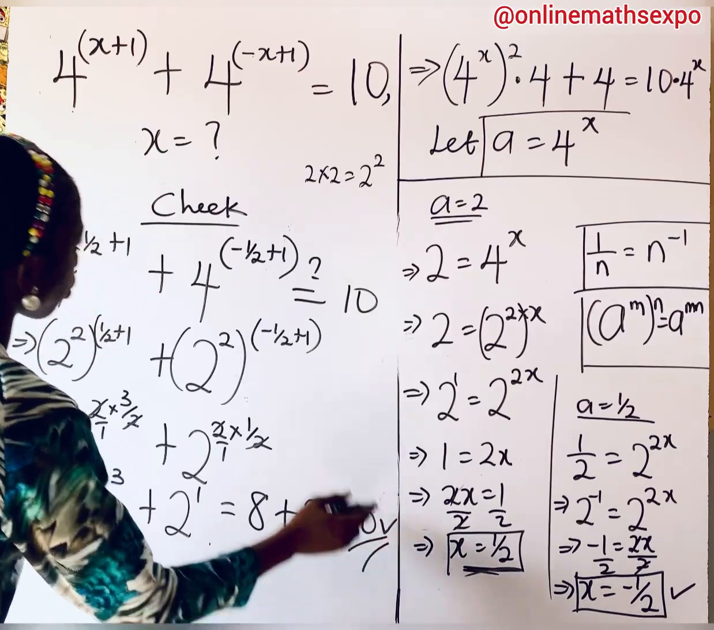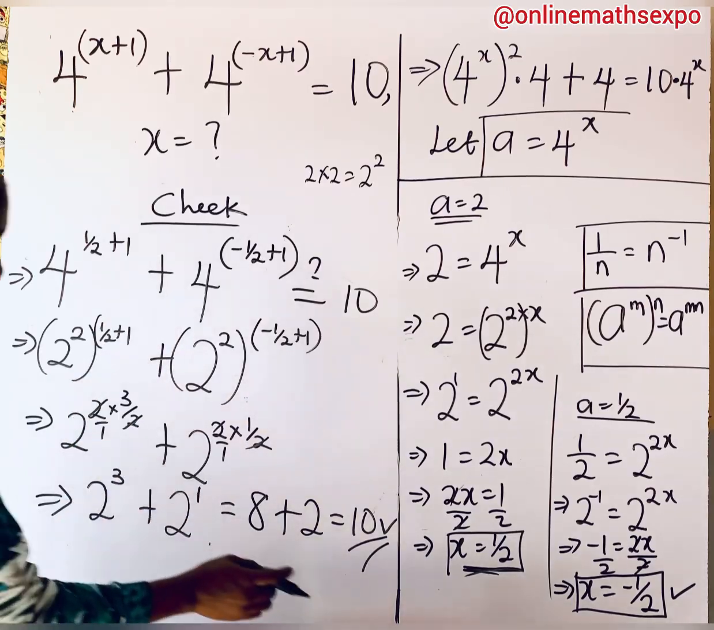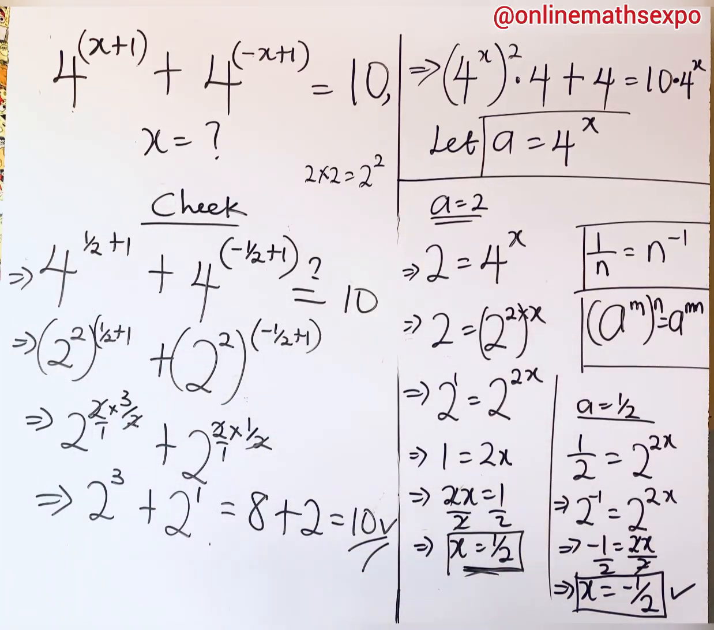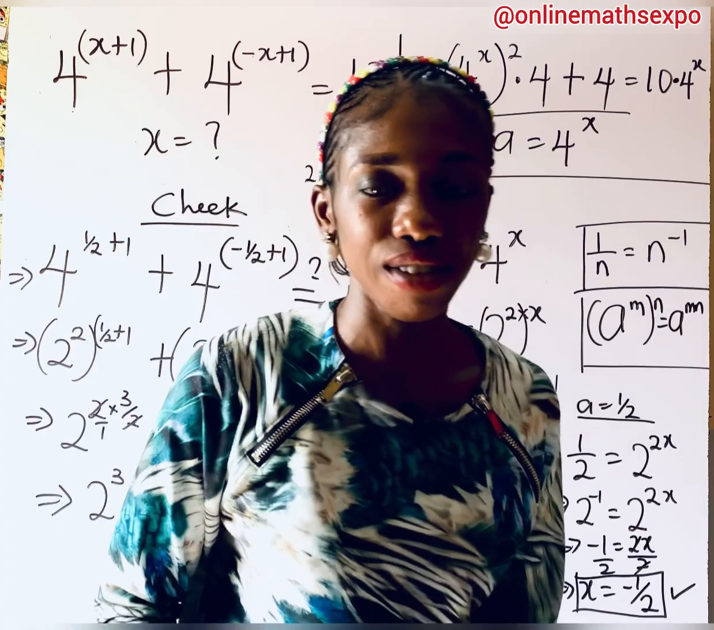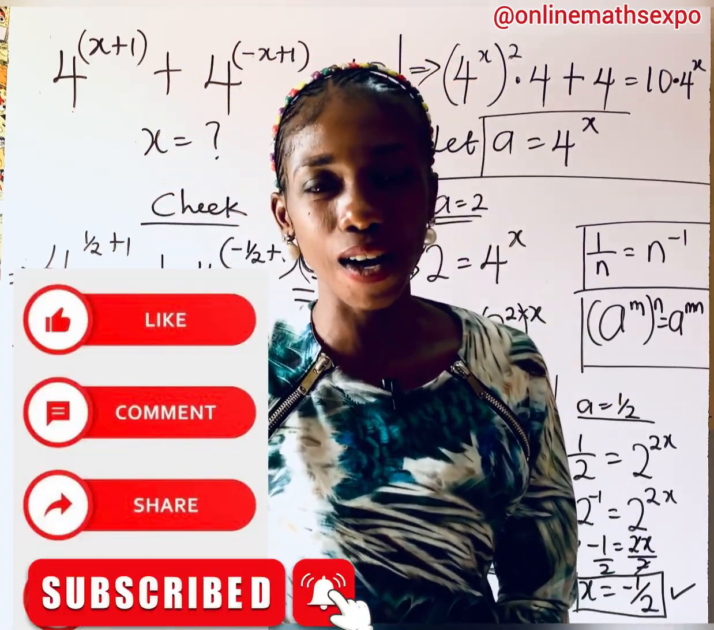So did you see that we've gotten the same thing we have at the right side for checking when x is half? So you can also check for when x is negative half, and let's know your answer about it in the comment. And I hope this helps you a lot.